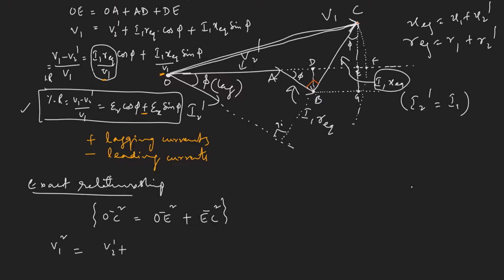OE is V2 prime plus I1 R equivalent cos phi plus I1 X equivalent sin phi, this whole square.